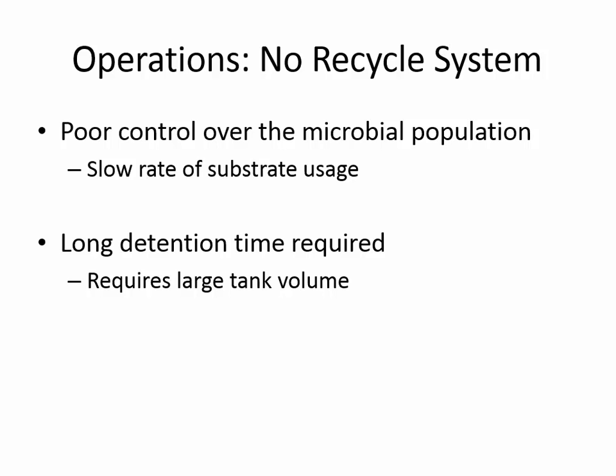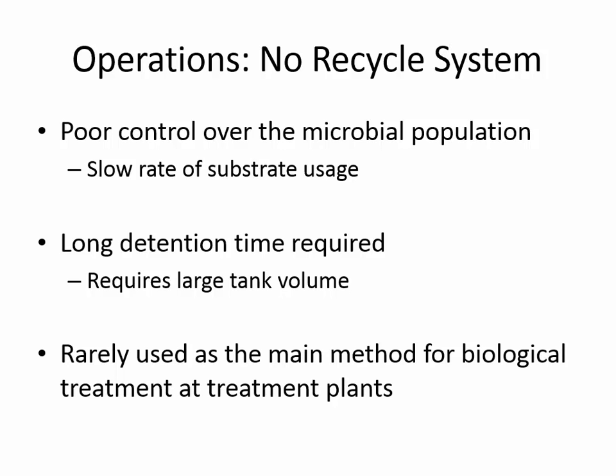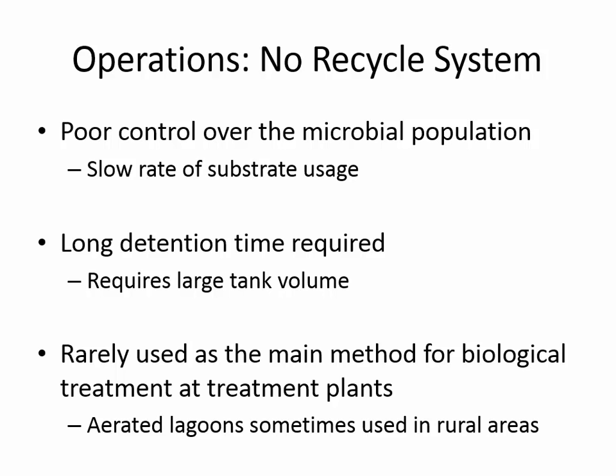Like we've said, this has poor control over the microbial population. We don't get to adjust how many are inside of the tank if they're just passing through naturally. And because of that, the reaction is slow and the tank has to be too large. And so this is kind of a rare thing to have no reinjection of sludge. The one instance that it is used commonly is in rural areas where there's lots of free land. Not free as in no cost, but meaning it's available land. They'll just have a big pond where they put all the wastewater and they sort of let it naturally attenuate, naturally aerate. And those are called aerated lagoons.